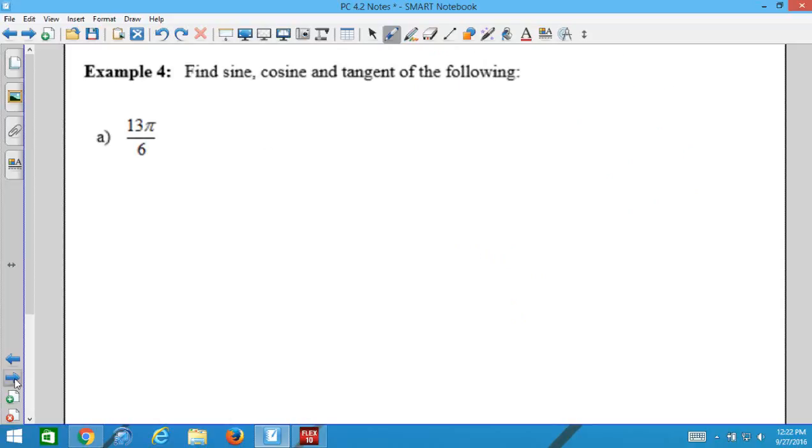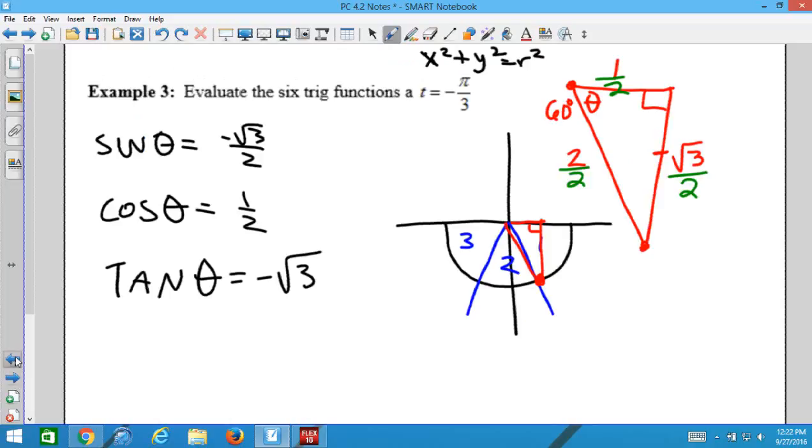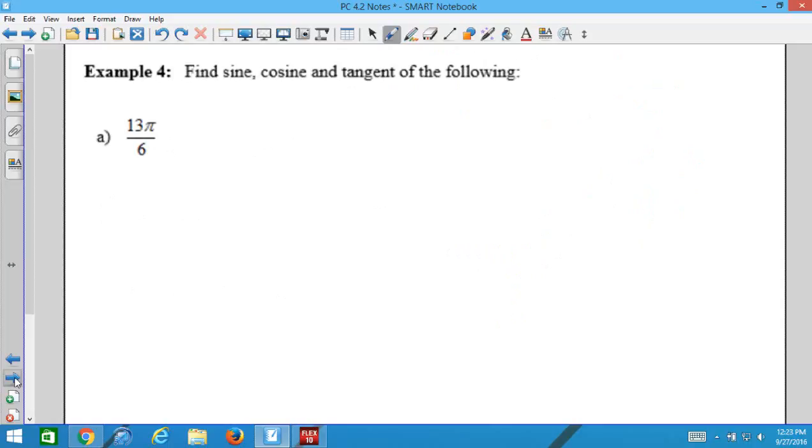In case we had one that was on like pi over 2, is that the same as what we were doing when we were doing 0 to pi? That would be quadrantal, yeah. I think we do have one of those coming up. All right, next one is 13 pi over 6.